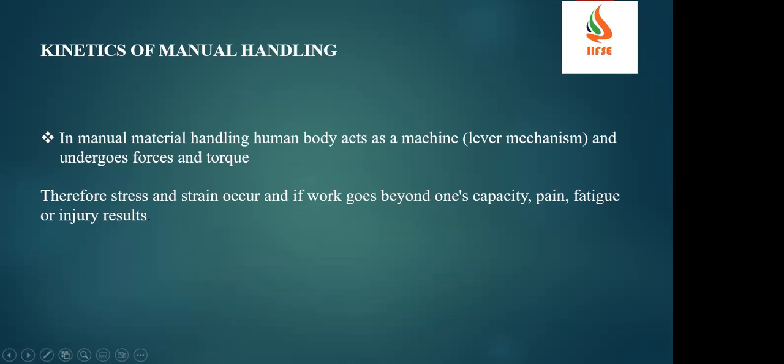Then we'll see the kinetics of manual handling. In manual material handling, the human body acts as the machine, maybe the lever mechanism, and undergoes various forces and torque. How will it act as a lever mechanism? We use legs and we use our muscles for lifting loads from the floor level, and therefore stress and strain beyond one's capacity, and pain, fatigue, or injury results. Which means the stress will be there if you are working beyond your capacity. Maybe you may lift 10 kg or 15 kg with ease, and then the weight keeps getting increased by the employer, or he is asking you to lift 30 kg or 40 kg. So what will happen? You may lift for a few days or a few hours, then later you may get stress and strain, resulting in pain, fatigue, or maybe ergonomic injuries.